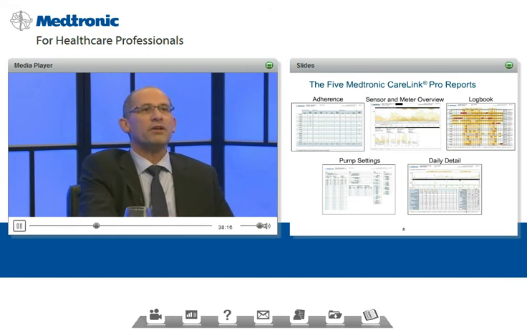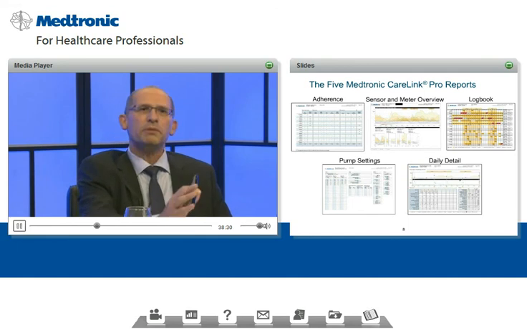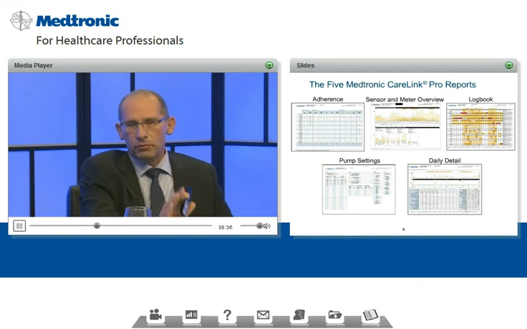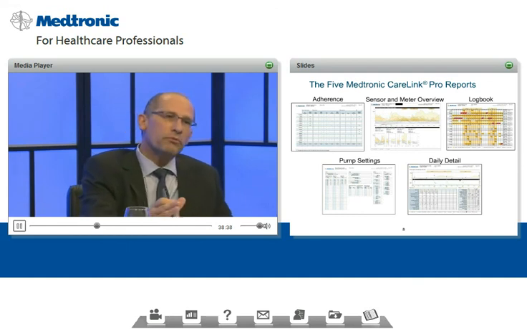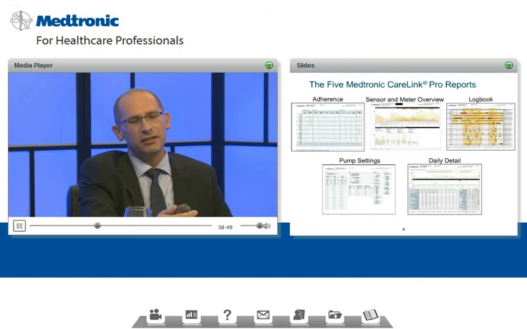Well, there are 5 reports, but I will dwell mostly on 4 of them. One of them is the adherence report. Then we have the daily overview. We have the logbook, which is not used a lot these days because people are moving away from looking at the data in a sporadic or manual way, and moving more to a presentation which looks at the data in the big picture, like the daily overlay. You can also see the pump settings, very simple. And then you have to have the daily detail to make sure that what you see in the big picture is also correct in the day-to-day usage of the pump.